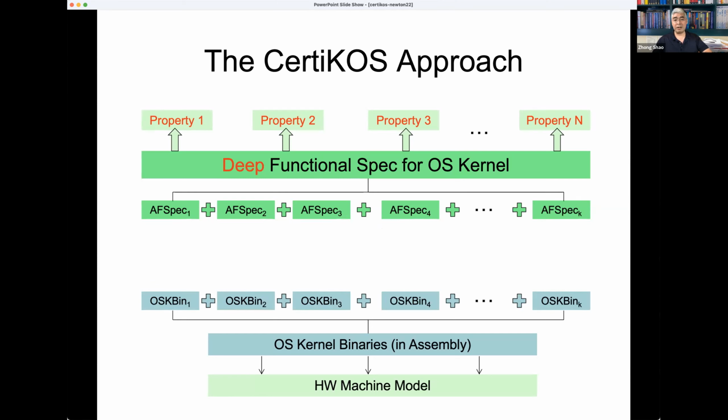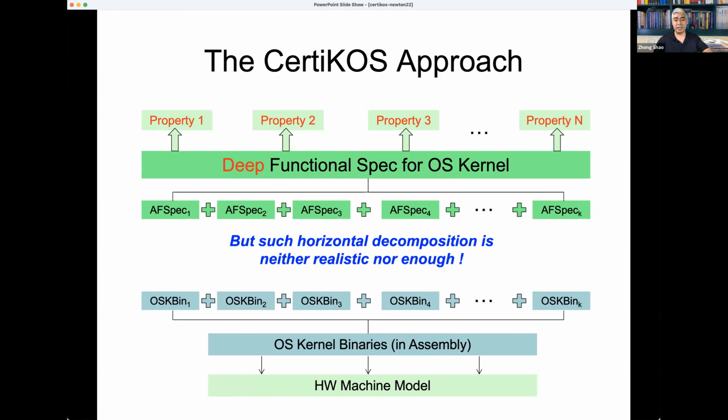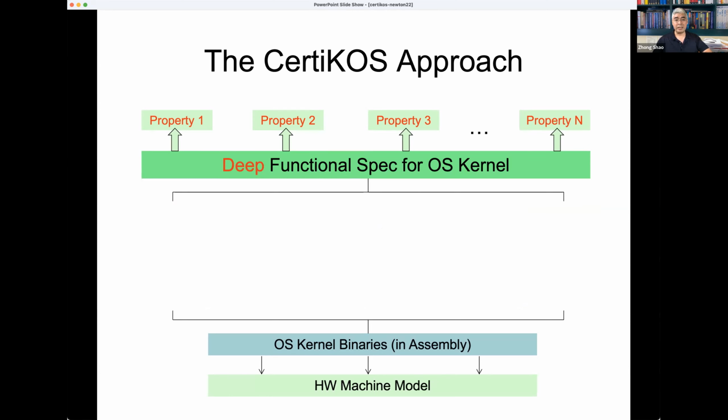But again, this horizontal flattening and decomposition by itself is neither realistic nor enough, because in practice, the functional specification for an OS kernel is hierarchical. At different levels, you have different abstractions. When the machine boots, you only have the bare machine. Then when you build up the virtual memory, the virtual memory mechanism actually gets to work, and then you add threading, and so on. So the vision is that the specification will be hierarchical.